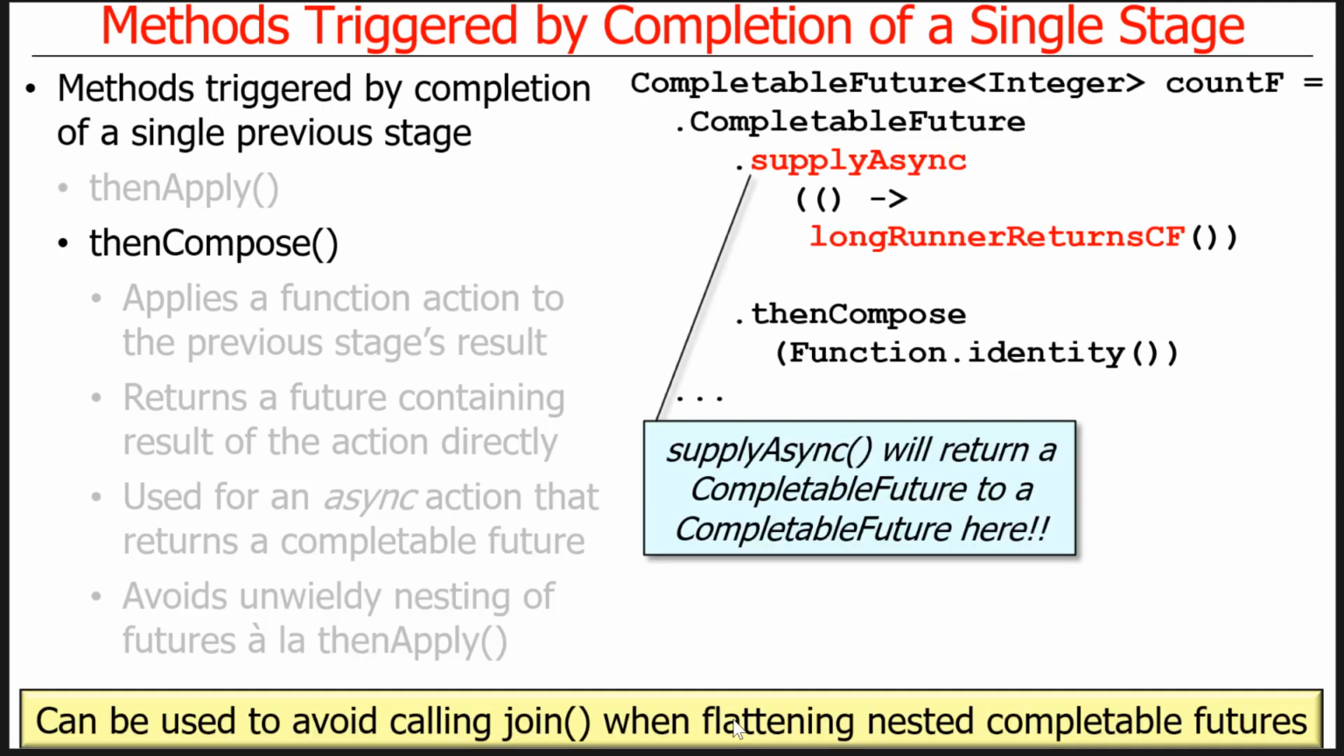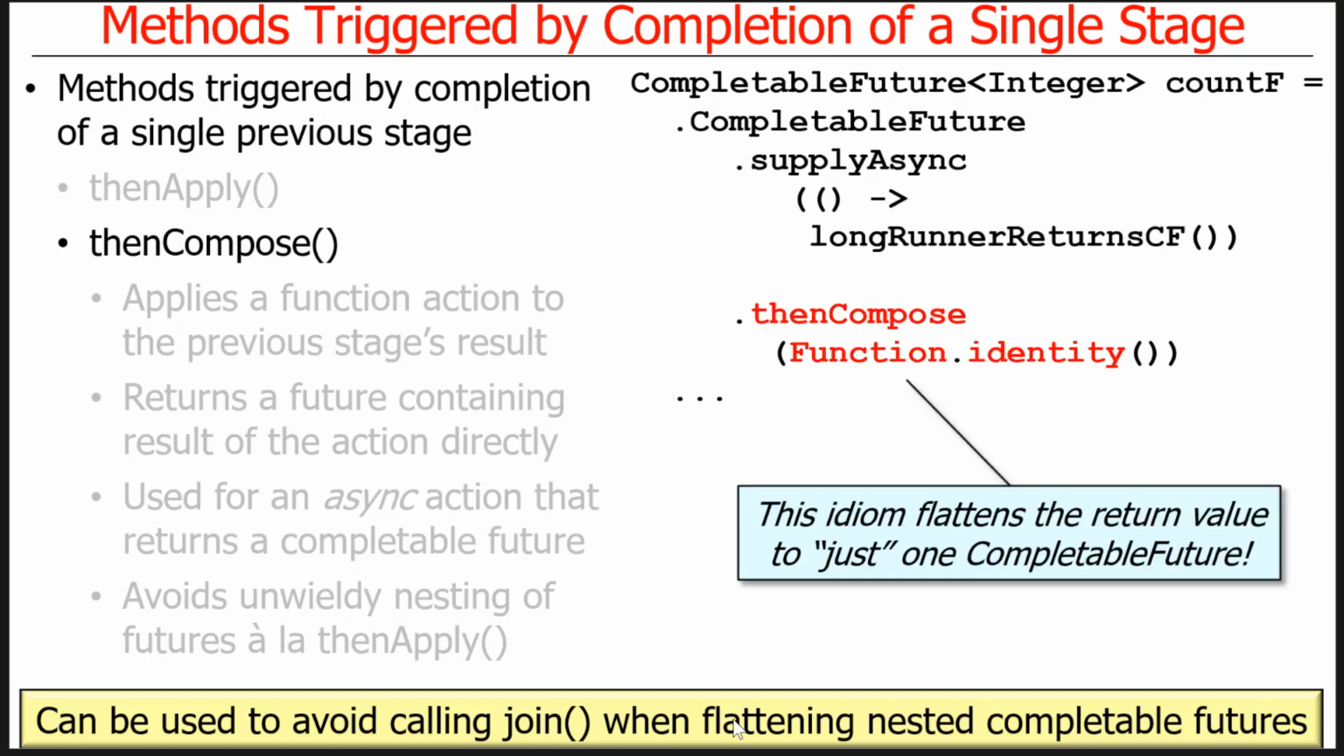Okay, so you could also do some funky things with thenCompose. You could run something in the background. Let's say it's going to run for a long time and get back a CompletableFuture. And then we can call thenCompose and give it function identity. And that will also flatten out the results to avoid nested CompletableFutures. Both approaches work.